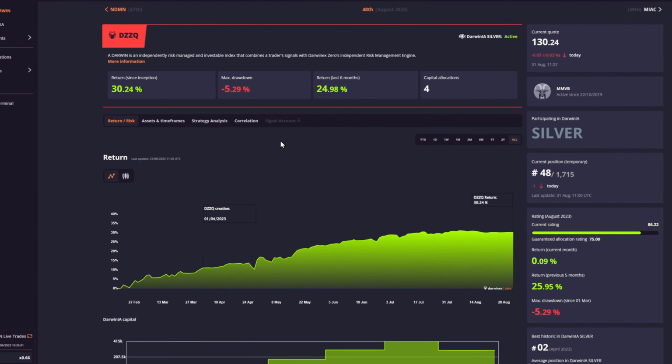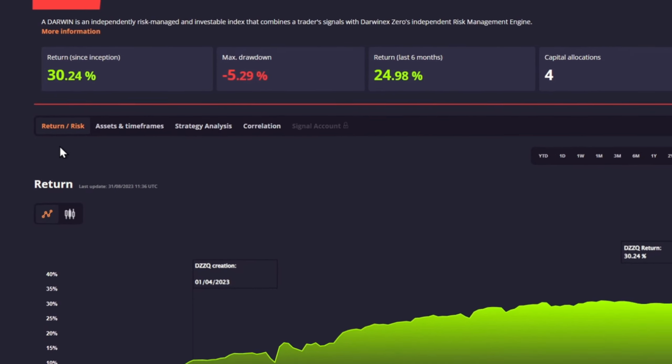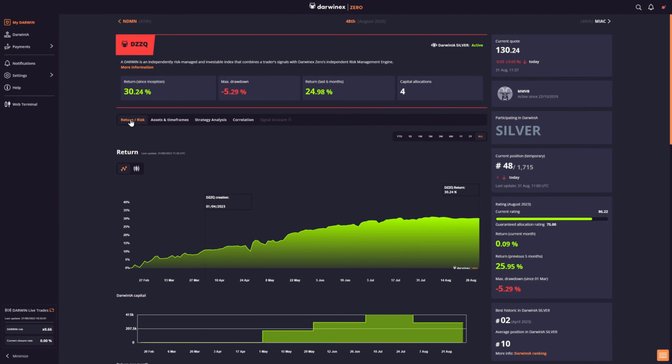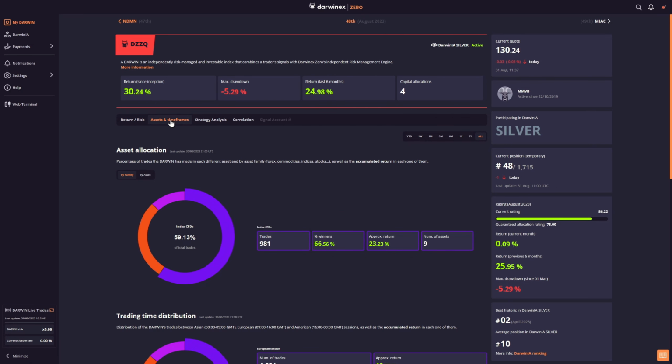As I stated in the previous video, the Signal Account tab provides metrics for the actual source trades executed by the trader within their own account, and can only be viewed by the trader who manages the strategy. These 4 tabs, however, provide metrics for the risk-adjusted Darwin that is based on the Signal account, and these are publicly viewable. In the previous video, I covered the Return over Risk tab. In this video, I'll be taking a closer look at the Assets and Timeframes metrics.